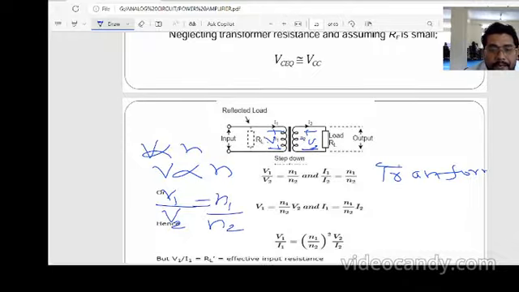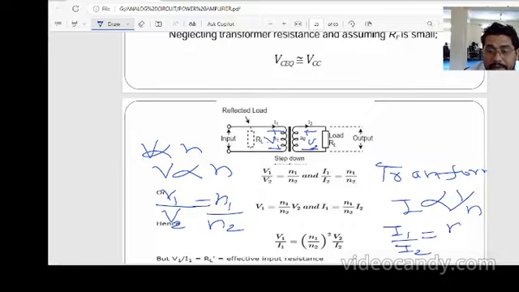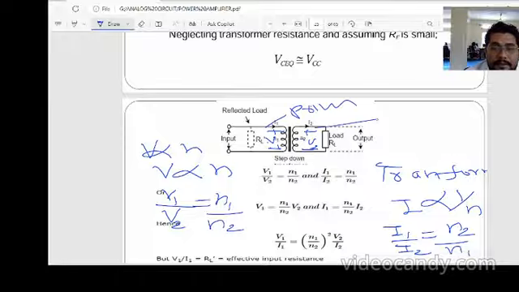N2. Next, here the current I1 is inversely proportional to V1. Using the concept of transformer, I1 divided by I2 is equal to N2 divided by N1. Sometimes this is called primary, and this is also called secondary.